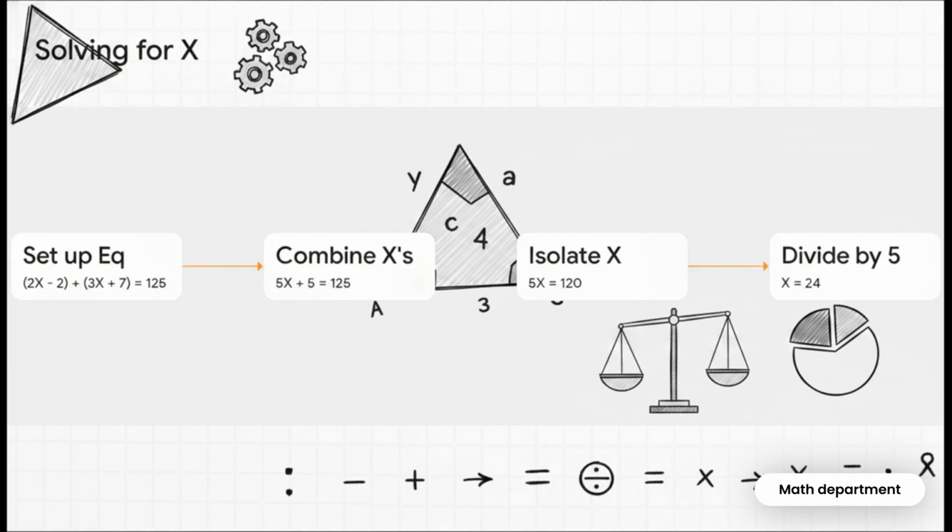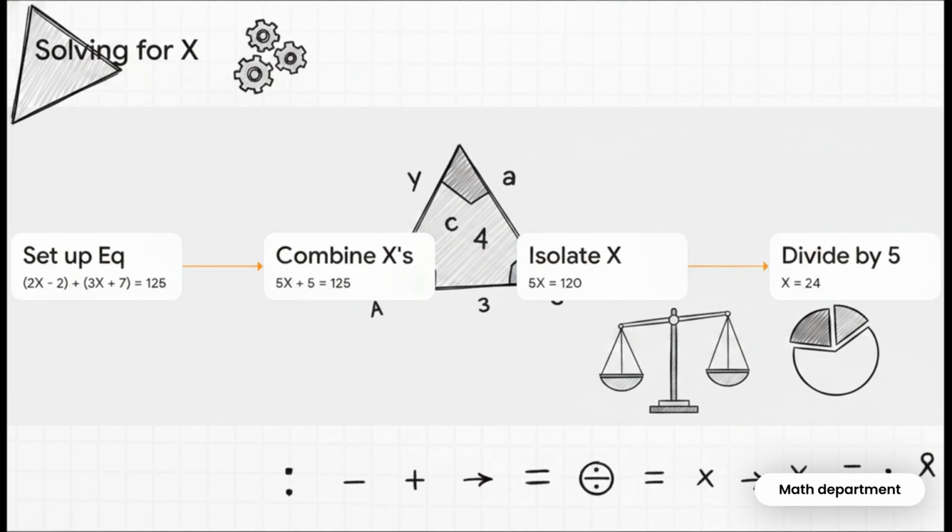We know from Rule 2 that the two opposite interiors add up to the exterior. Watch the steps as we write them out. 2x minus 2 plus 3x plus 7 equals 125. Let's combine those x's first. 2x plus 3x is 5x. Then combine the plain numbers, a -2 and a +7 gives us a +5.